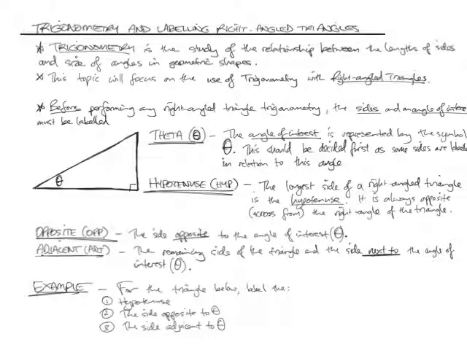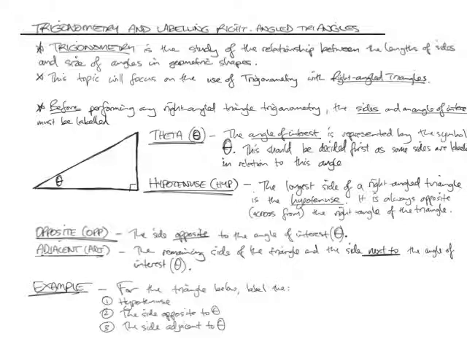This is a video on trigonometry and labeling right-angled triangles. So, trigonometry is the study of the relationship between lengths of sides and the size of angles in geometric shapes. So, it involves lengths and sizes, whereas previously you've probably just done Pythagoras, so this is all about lengths.